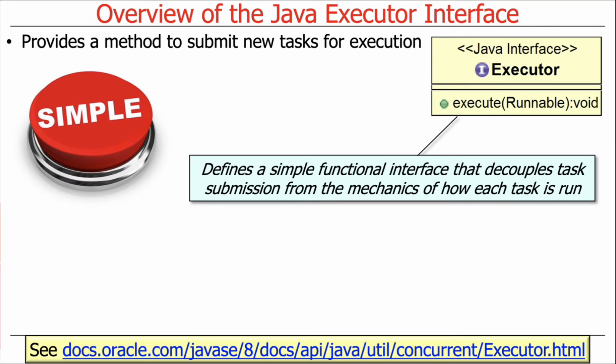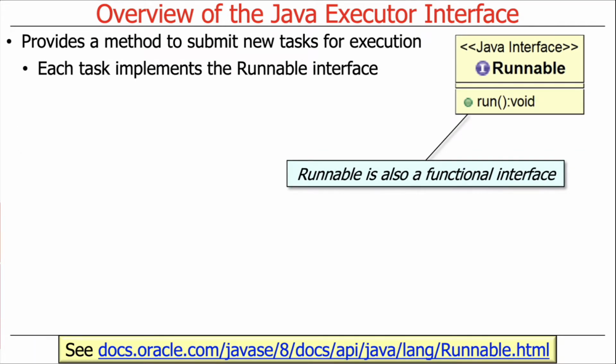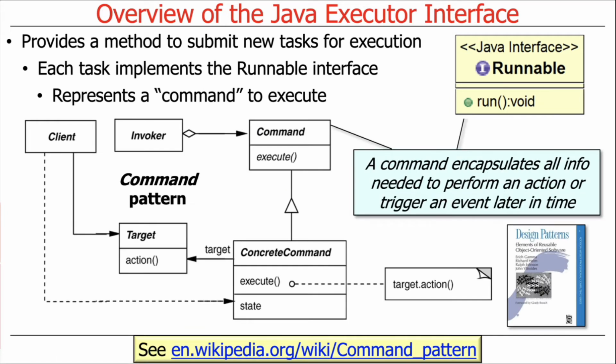So the Executor interface, as I alluded to earlier when I gave you the introduction to this, is a way of submitting new tasks for execution. It has a single method called execute that takes a Runnable. And the purpose of this is to decouple the submission of tasks from the mechanics of how each task is run, how they're implemented by whatever implementation of the Executor interface you happen to choose. Just like Executor, the parameter passed to execute, Runnable, is also a functional interface. And that means that you can do certain tricks to make things a bit more concise, which is nice.